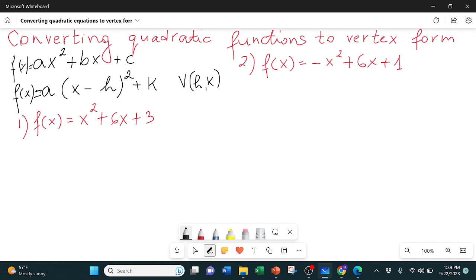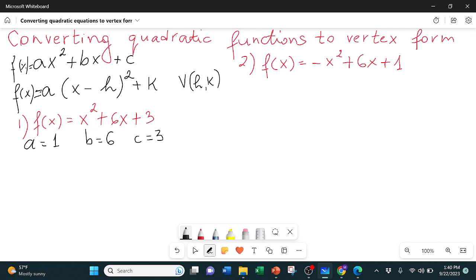The function that is given to us is x squared plus 6x plus 3. How can we convert this function to vertex form? First of all, we're going to identify a, which is the coefficient in front of x squared, is 1. B is the coefficient in front of x, which is 6. And c is 3.